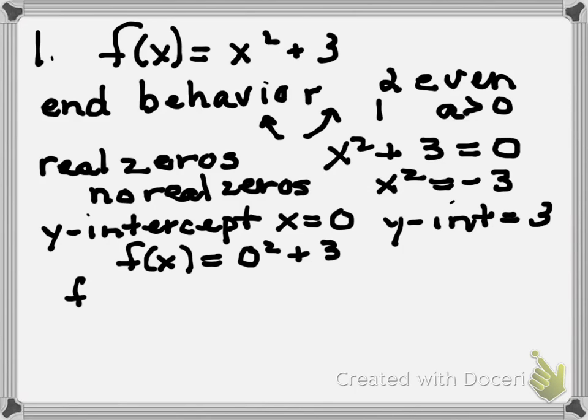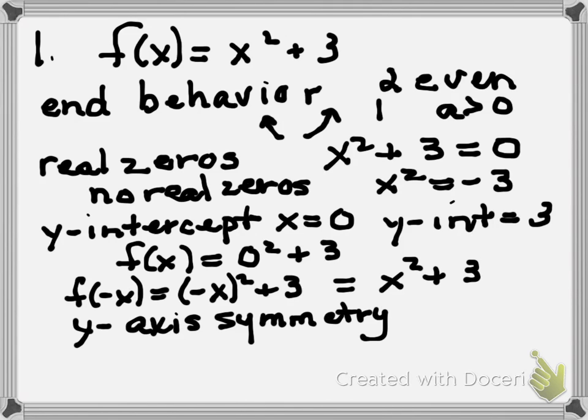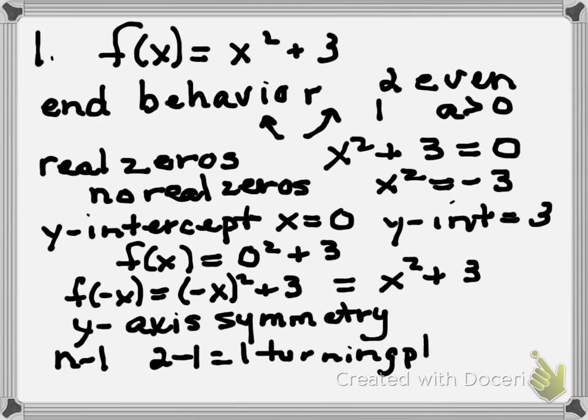If I put in f of negative x, remember we practiced this before, and I have negative x quantity squared plus 3, that is x squared plus 3. That means it has y-axis symmetry. And it has at most one turning point, because n minus 1, or the degree 2 minus 1, it's going to have one turning point.